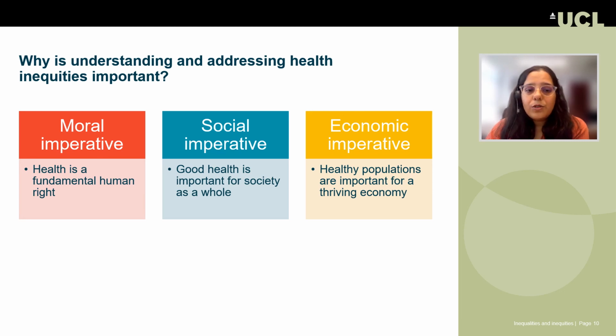There is also a social case to be made that good population health is important for society as a whole. For example, if you consider a single individual who is in good health and is able to contribute to their community, for example, by providing practical or emotional support to friends and families, or by participating in community social groups and activities, this can have a beneficial impact on social cohesion.